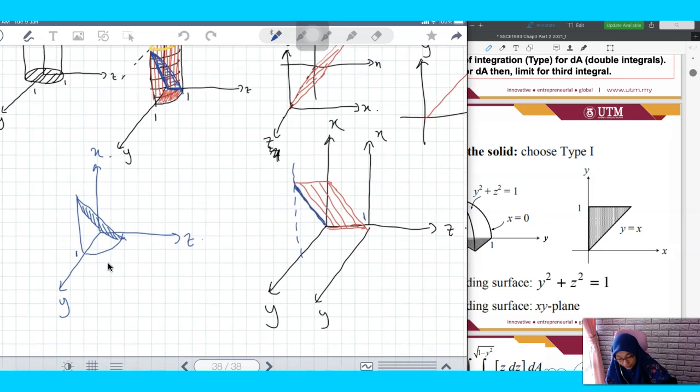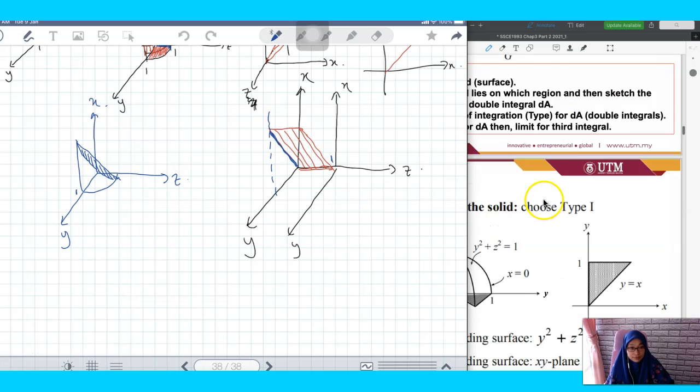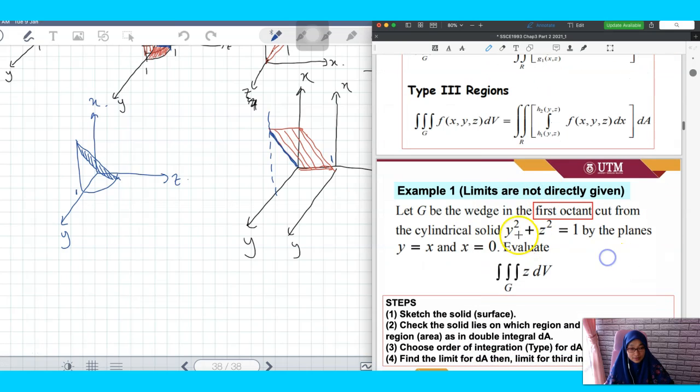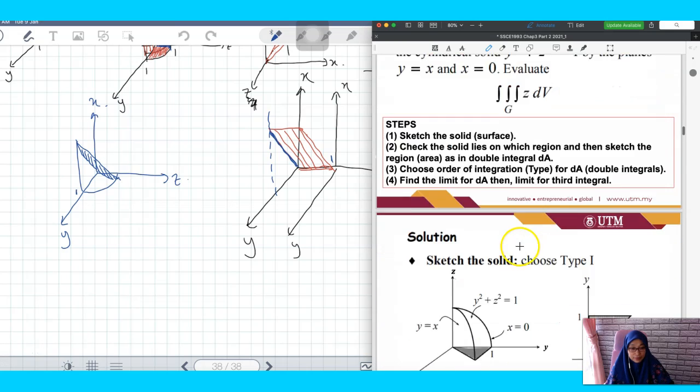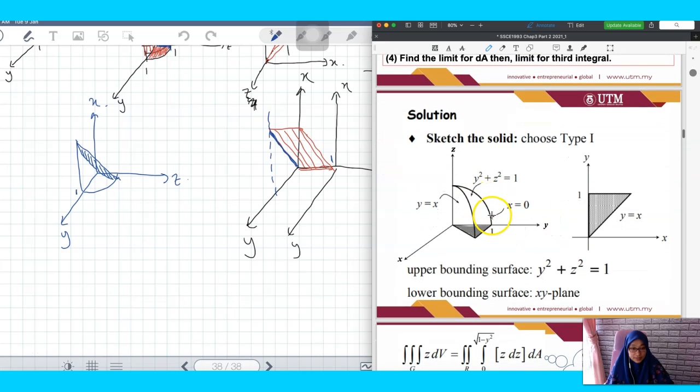Okay, so now that is the solid for this particular example. But if you look at the solid provided here, it is different. Because why? Because we have a different orientation. For this particular orientation, you have z here, you have x, and you have y. So you can see that this is your solid.